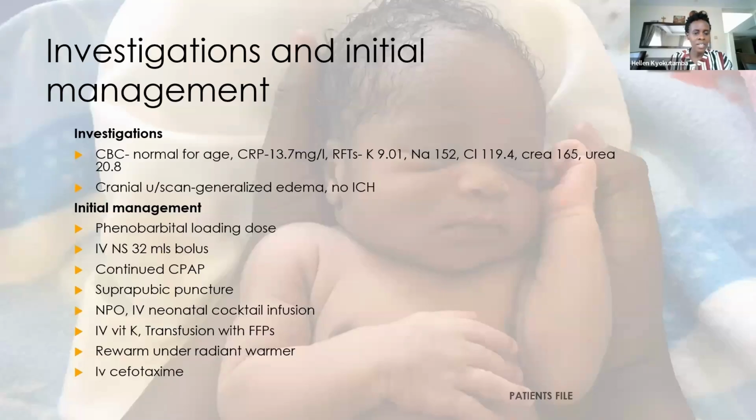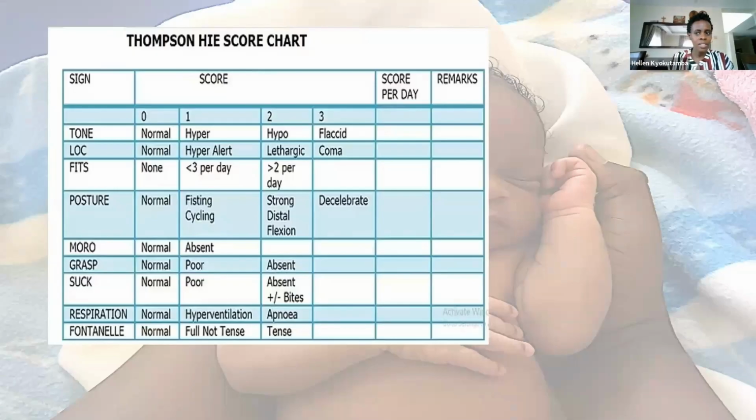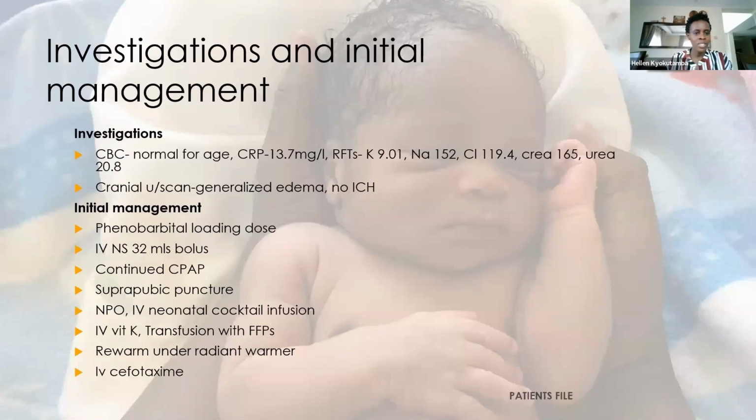So this is just a representation of the score chart that we have. Next, please. Yeah, so this is the Thompson score, which we commonly use in our facilities in Uganda to help us categorize the babies in terms of severity of HIE.